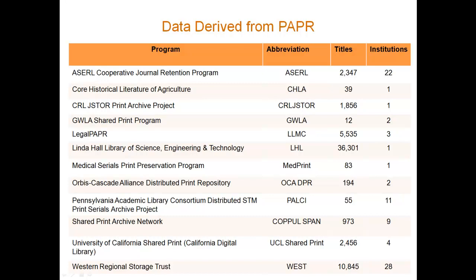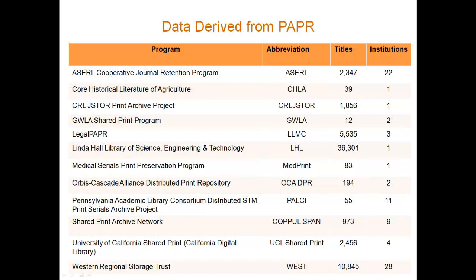And I also pulled apart the list of programs and titles as you would see in PAPR. In showing the next slides and in analyzing the data, I actually pulled apart the overlap. WEST has overlap with the UCL shared print and the MedPrint and some of the other programs, and I just wanted to pull out that duplication, so we were working with a count of the copies that are being held.